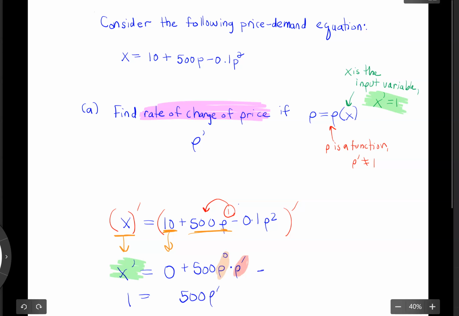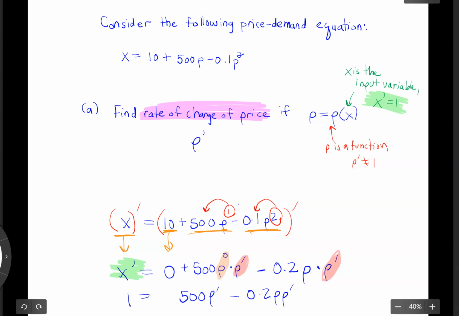Okay, minus our last term here, still going to use our power rule. So I drop my exponent down. Negative 0.1 times 2 is negative 0.2. I rewrite the base. The exponent decreases to 1. I tack on the derivative of the base. And again here, p prime is not going to be a 1 because p is a function. So I'm just going to record that piece as negative 0.2 p prime.